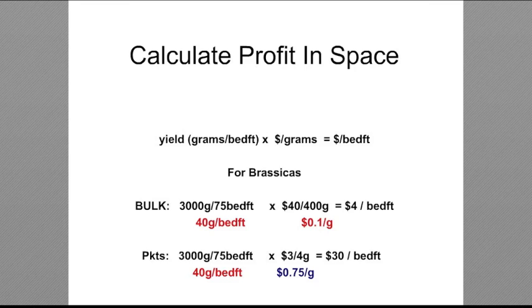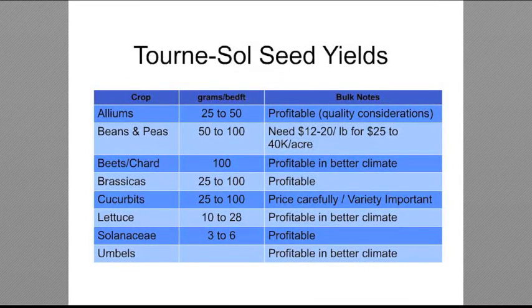I mean, we love the $30 a bed foot, but even at $4 a bed foot, that pays for its way. So here's a chart with a number of different seed crops, and some of them have the seed yields that we've achieved on our farm. We haven't had success in umbels, so there's no weight there. And I would say that these yields are specific to our growing situation, so they're there for reference purposes, but they're not absolute.